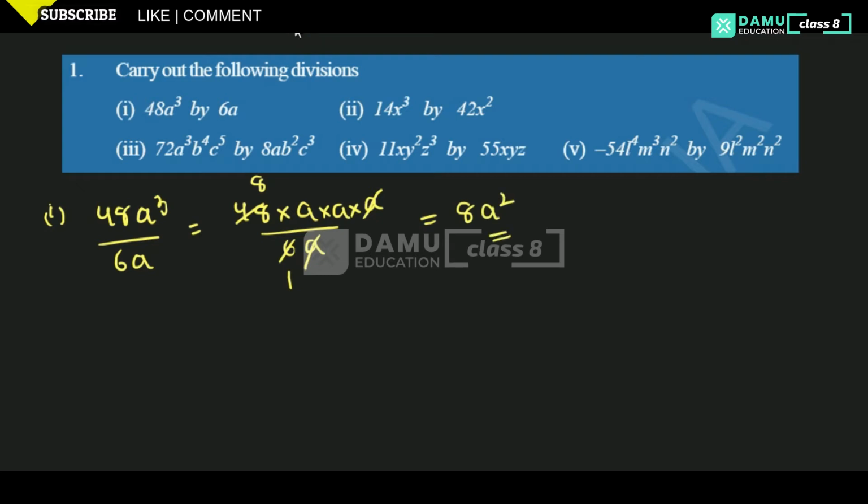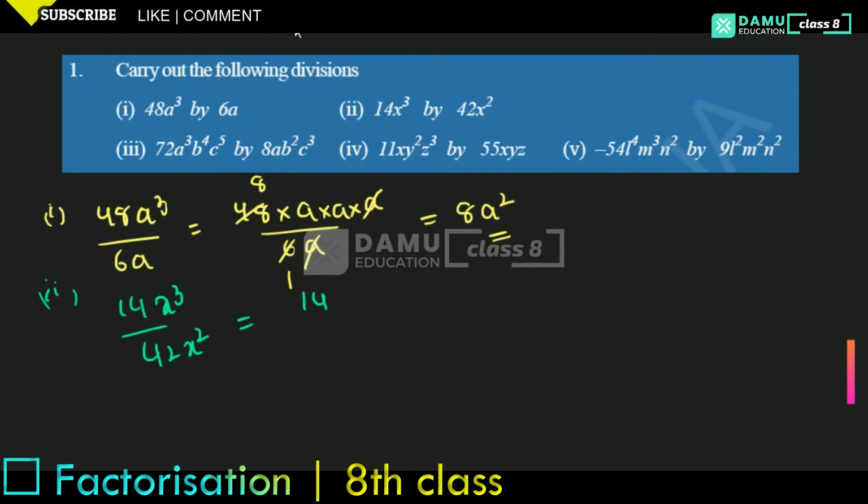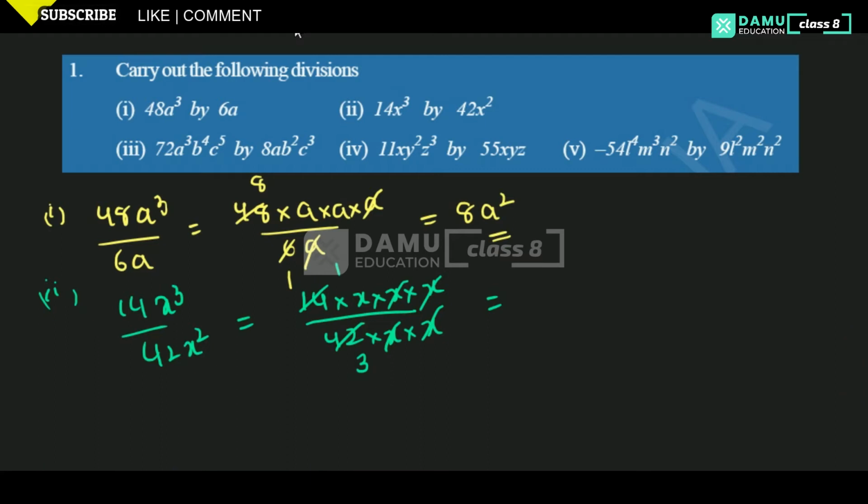Next, the second one is 14x cube by 42x square. So 14x cube means x into x into x, by 42x into x. So 2 x's are going to cancel. What is that? 14 ones are 14, 14 threes are 42. So x by 3, or you can write 1 by 3 into x. Like that also we can write.